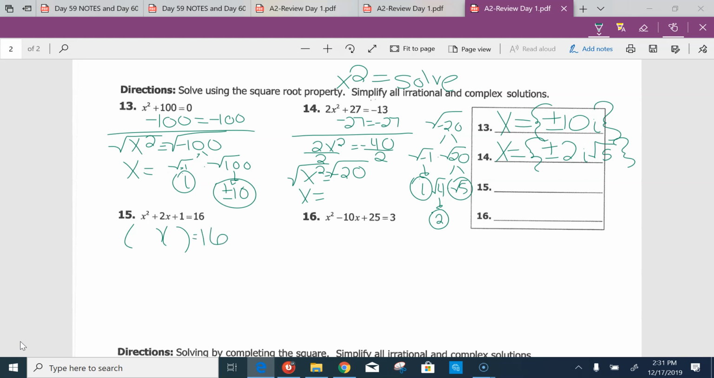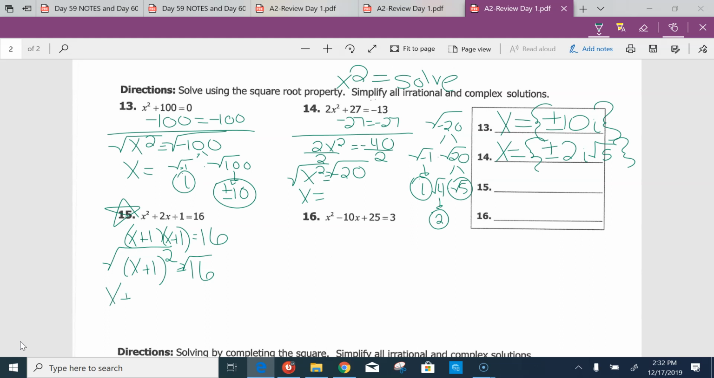What two numbers multiply to give me a positive 1, but will add to give me a positive 2? Positive 1 and positive 1. So basically what I have here is just x plus 1 times itself equaling 16. I need to get the x by itself, so what do I do? Square root the left side and the right side.